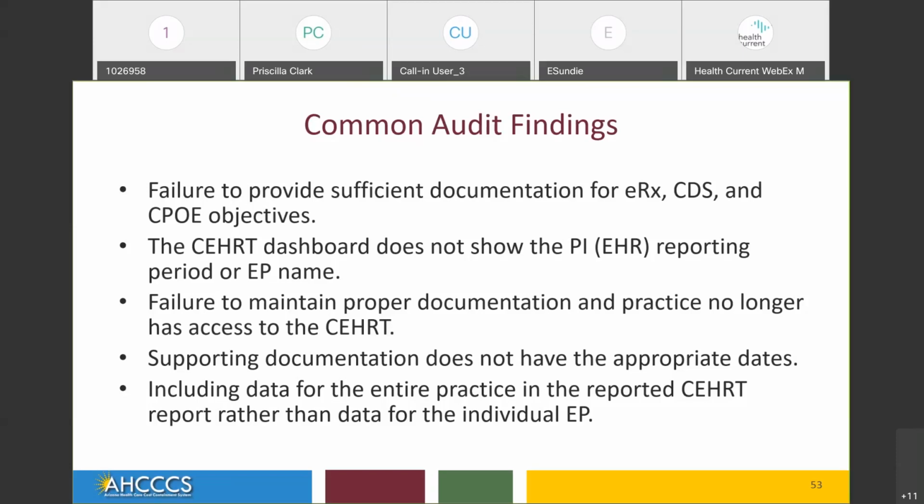The last is including data for the entire practice in the reported CERT report rather than data for the individual EP. Keep in mind for all percentage-based measures, the CERT dashboard and that percentage that the EP needs should be respective of that individual EP that is attesting to the program. You cannot include the entire practice numerator and denominator to meet the threshold.